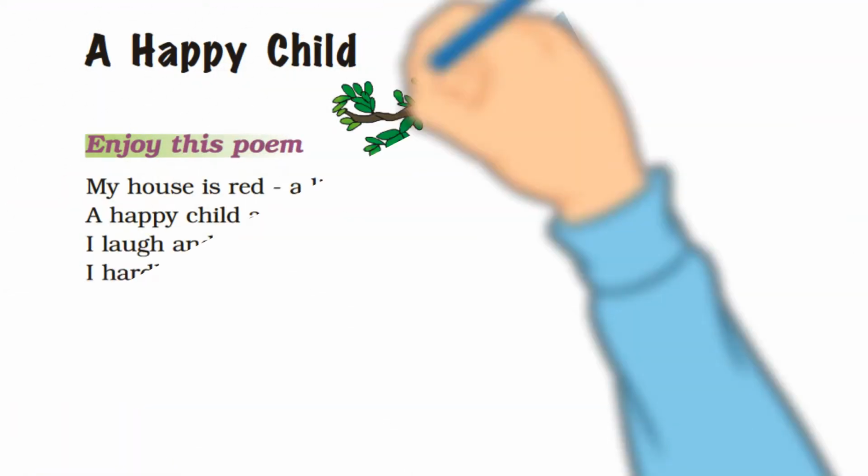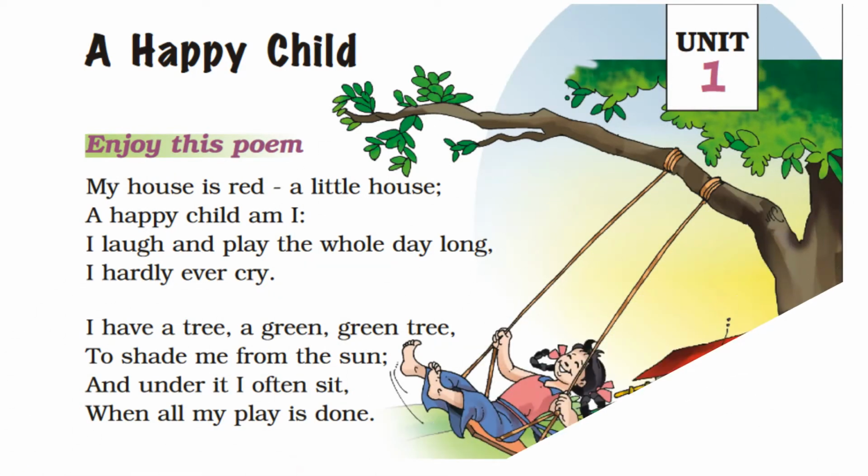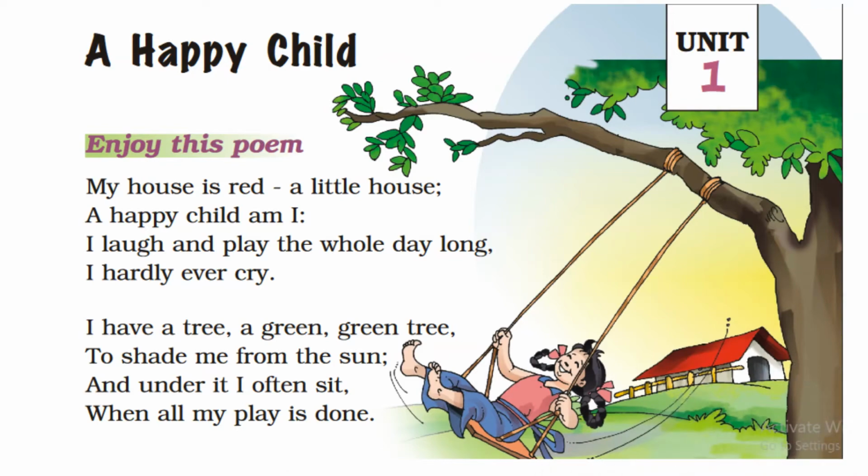Today we are going to learn a poem from 1st Standard NCERT book, Unit 1st and Chapter 1st. Let's begin. The name of the poem is A Happy Child.